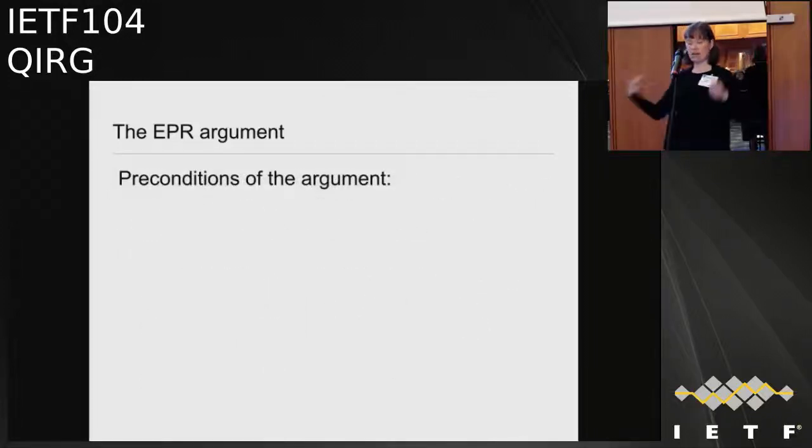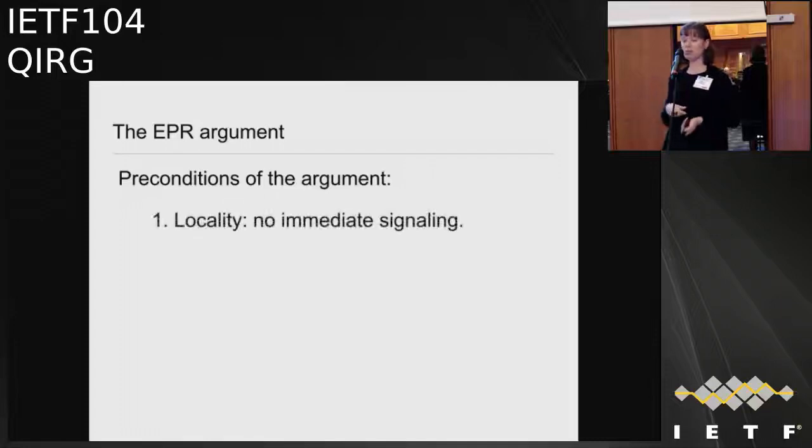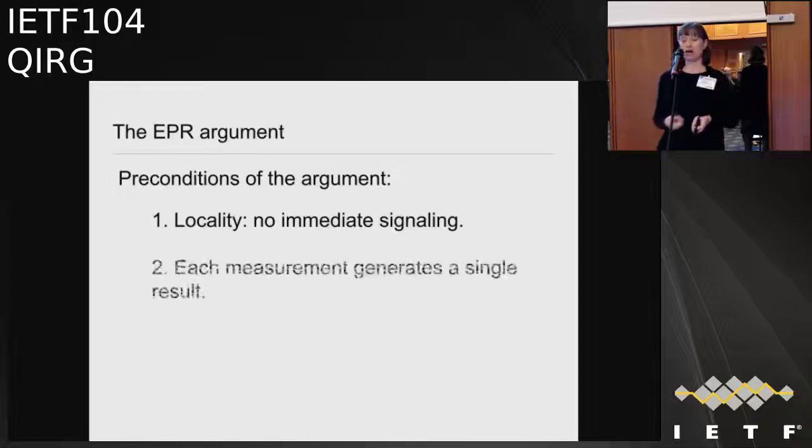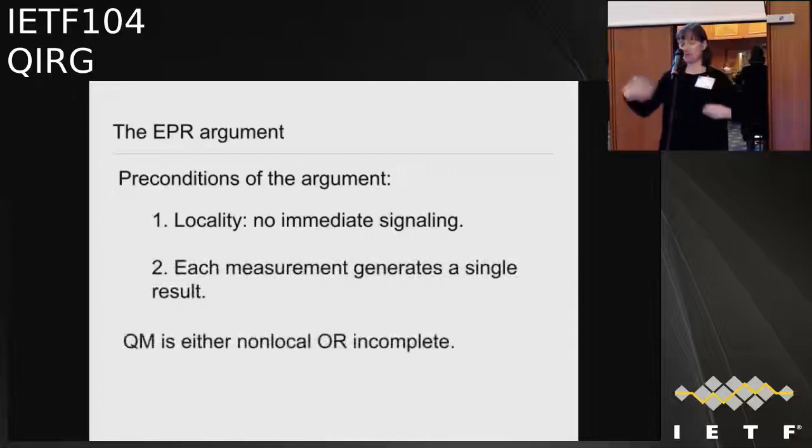So what's the argument behind this Einstein-Podolsky-Rosen paper? That we're going to assume there's locality, that is, we can't signal faster than the speed of light between distant locations, so no immediate signaling. And also we're going to assume that a single measurement generates a single result. The result, after some arguments, is to say that quantum mechanics either violates the first statement and is non-local, or it's incomplete, there's something missing.